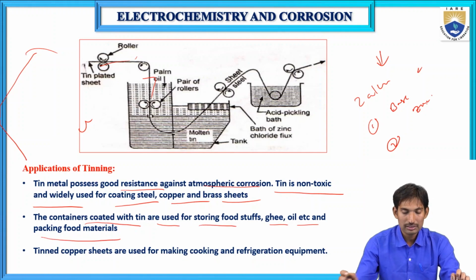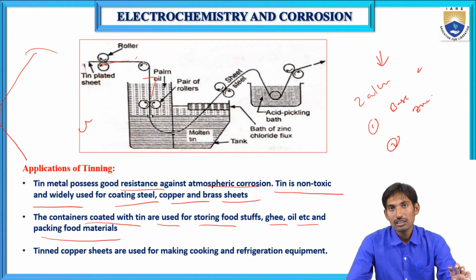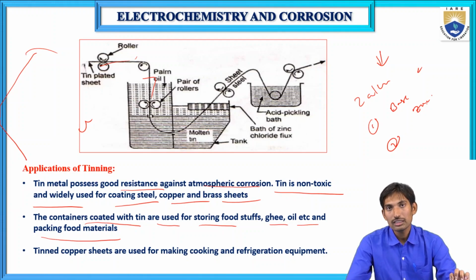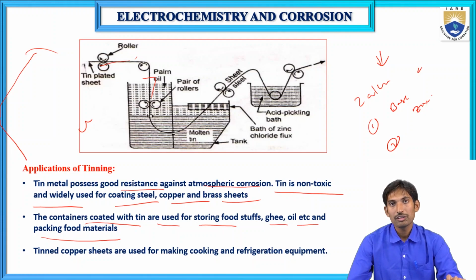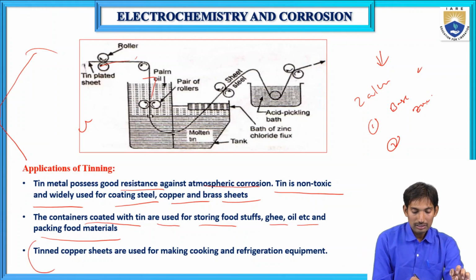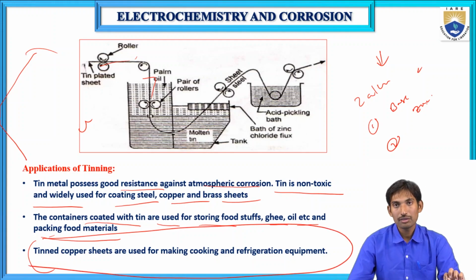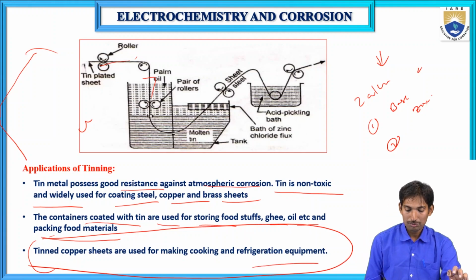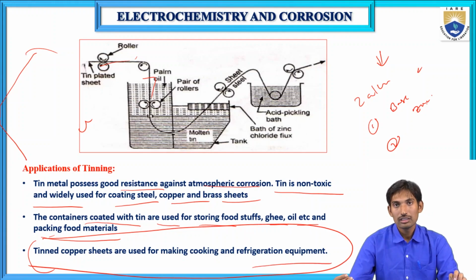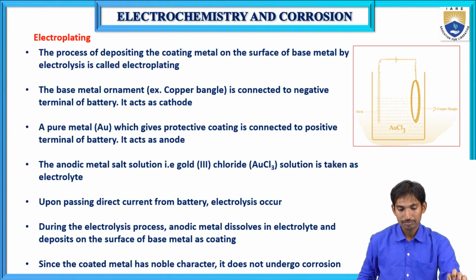And packing food materials. In the case of galvanizing, our base metal is coated with zinc. So in this case, we can't use zinc coated metals for packaging eatable things. Why? Because zinc is very soluble in water, so that is a toxic metal. But in the case of tinning, tin is non-soluble. So we can use tin coated base metals for making cooking packages, equipment and for refrigeration purposes. These are the applications of tinning.